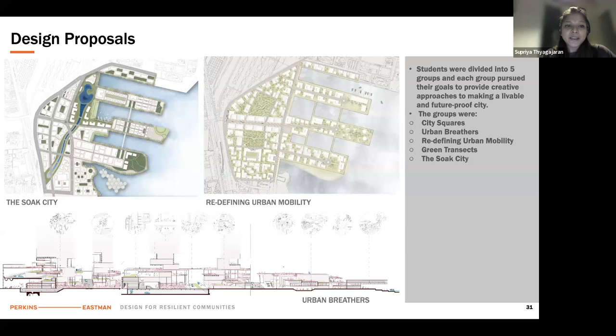Redefining urban mobility, the idea here was to create a city with multiple modes of green transport networks and pedestrian streets, which provide ease of access to the residents on a daily basis and also create an urban magnet for tourists and offer them a variety of experiences within the development. Although each group was focused on one central idea for the master plan, they became aware of different design narratives through constant dialogues and interactions that they had with each other. Next, please.